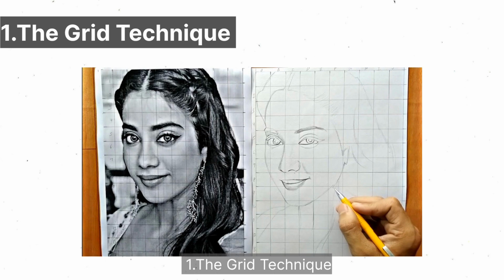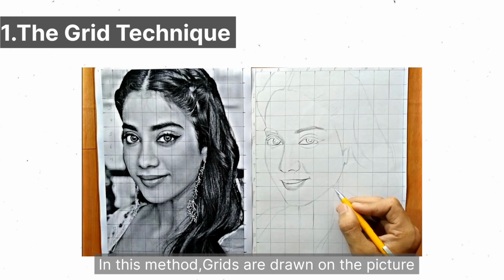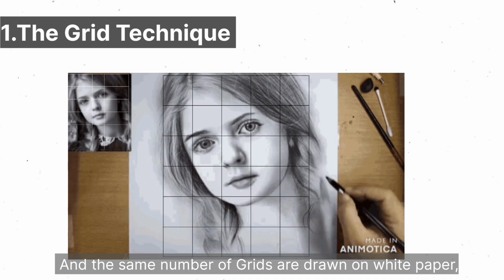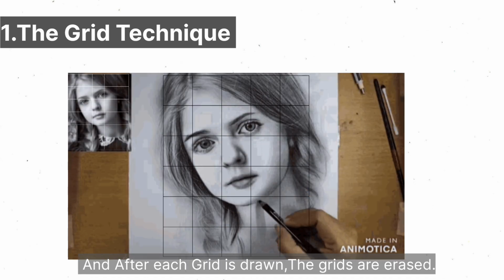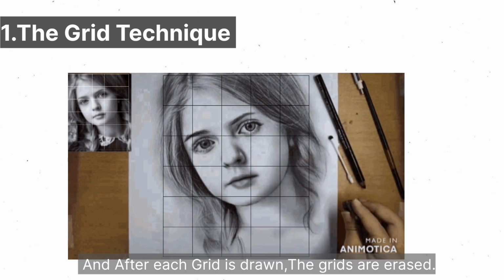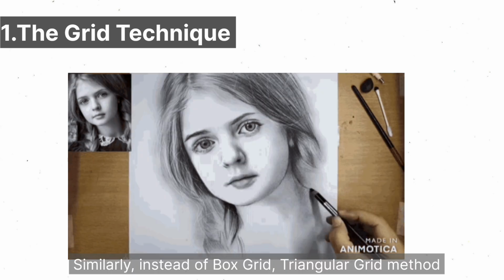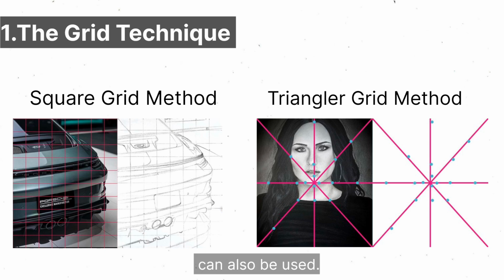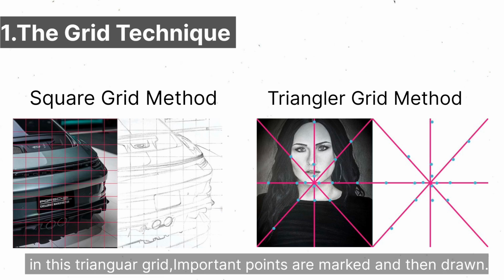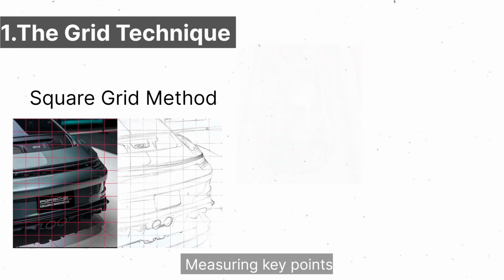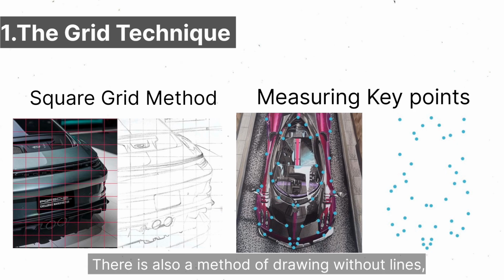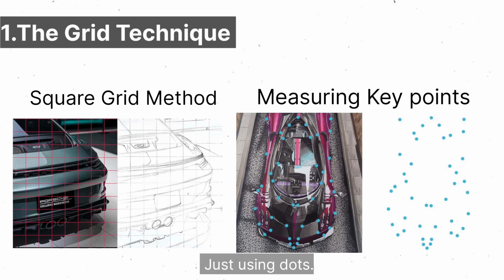First, the grid technique. In this method, a grid is drawn on the picture and the same number of grid squares are drawn on white paper, and after the drawing is done, the grid lines are erased. Similarly, instead of a box grid, a triangular grid method can also be used. In this triangular grid, important points are marked and then drawn. Measuring key points. There is also a method of drawing without lines, just using dots.